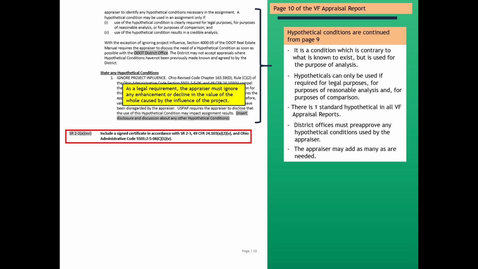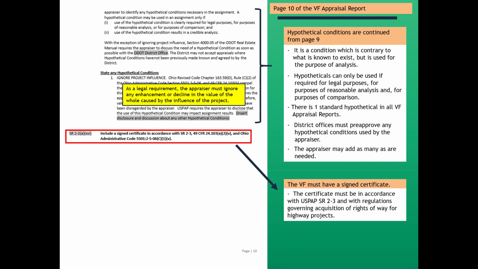Finally, Standards Rule 2-2(a)(xvi), USPAP requires that the appraiser include a signed certificate in accordance with Standards Rule 2-3, and we have added 49 CFR 24.103(a)(2)(v) and the Ohio Administrative Code 5501:2-5-06(C)(1)(v). So any value finding must have a signed certificate.